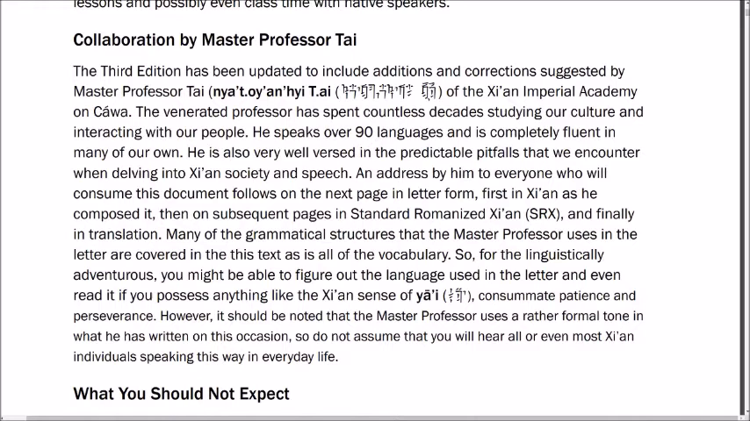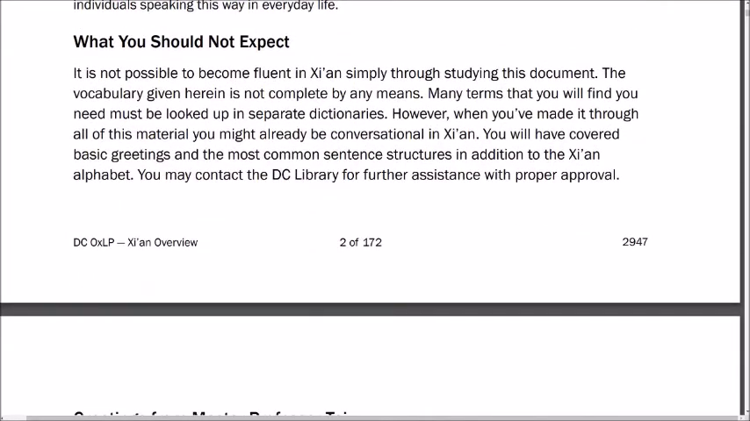However, it should be noted that the master professor uses a rather formal tone in what he has written on this occasion. So do not assume that you will hear all or even most Xi'an individuals speaking this way in everyday life. What you should not expect: it is not possible to become fluent in Xi'an simply through studying this document. The vocabulary given herein is not complete by any means. Many terms that you will find you need must be looked up in separate dictionaries.